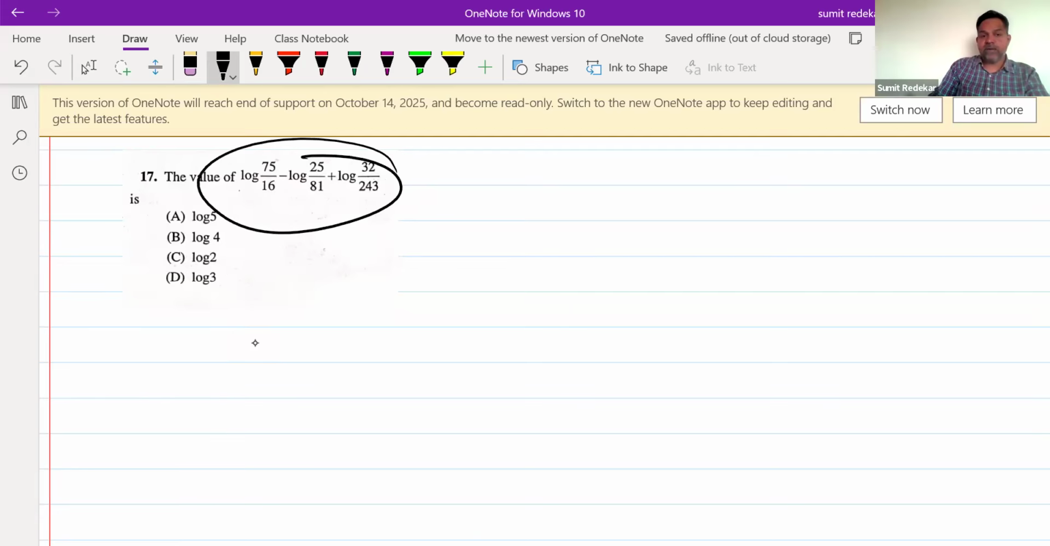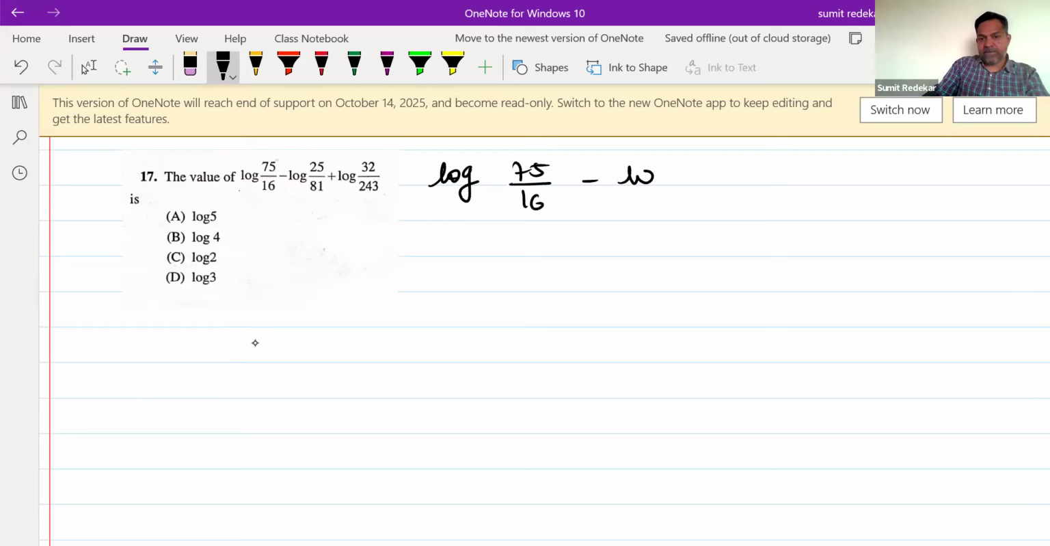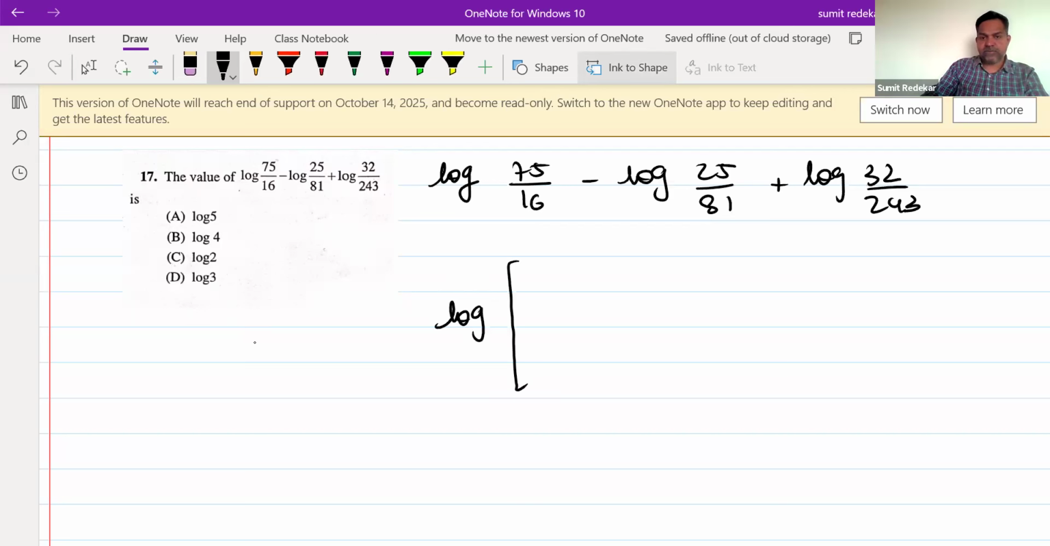जो चीजें ऐड हो रही हैं वो मल्टीप्लाई होती हैं, और जो सब्ट्रैक्ट हो रही हैं वो डिवाइड होती हैं. तो बेसिकली when you bring this together, which is log of 75 upon 16 minus the log of 25 upon 81 plus the log of 32 upon 243 is log a minus log b plus log c. तो this will become log of जो चीजें पॉजिटिव हैं वो न्यूमरेटर में चली जाती हैं, एंड जो चीजें नेगेटिव हैं वो डिनोमिनेटर में.